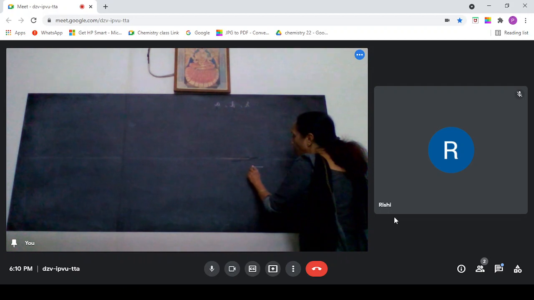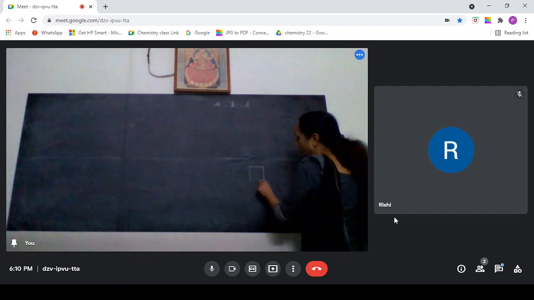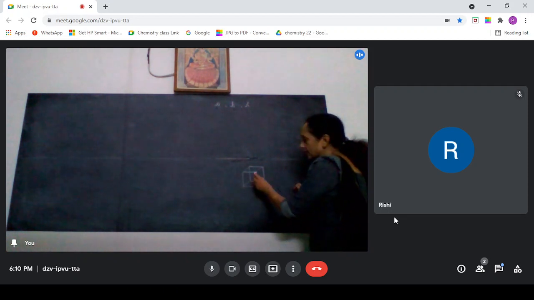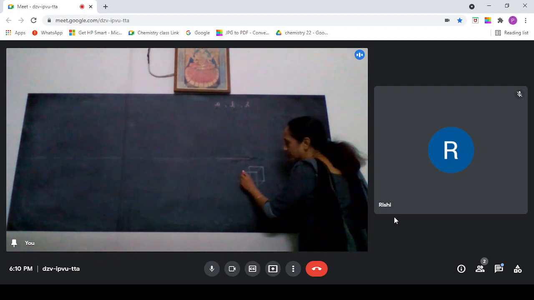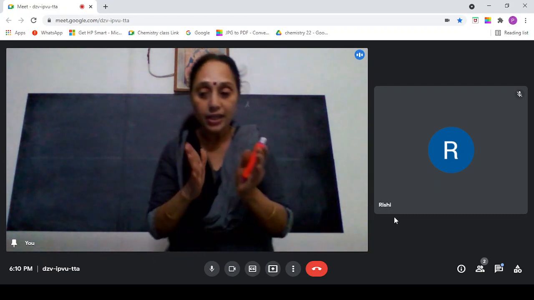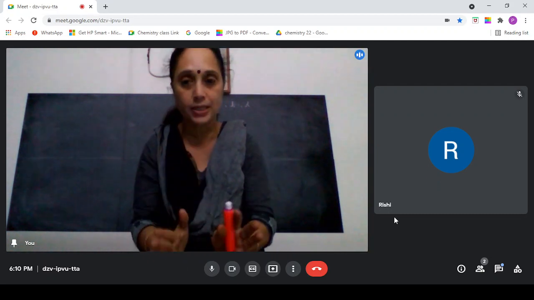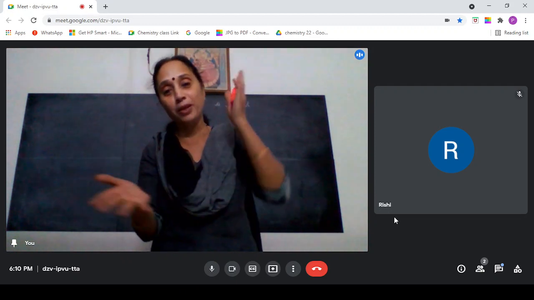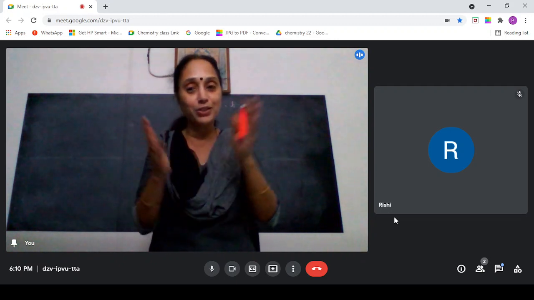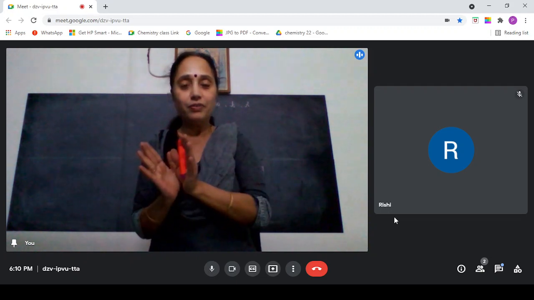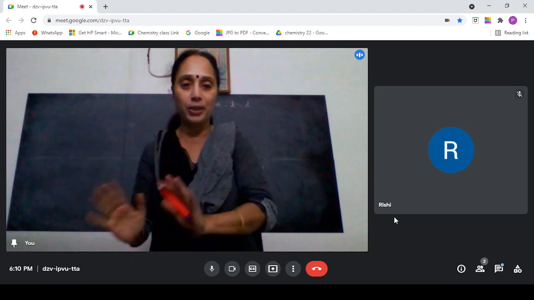Edge length means the distance of this. When I write the cube, what is this distance? This is the edge, and this is what you have to learn: the length of this edge. We are restricting our study only to the cubic system. That itself is so complicated. If you learn all 7 systems, 14 Bravais lattices, everything, it is going to be a huge chapter. So we are restricting it only to the cubic system.